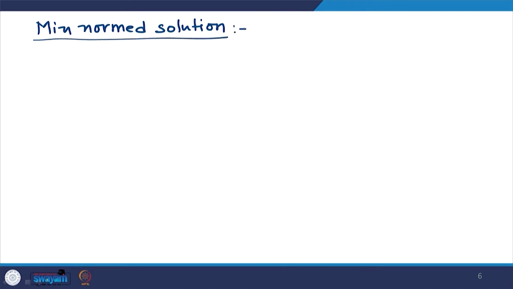So, mathematically how can we pose this problem? We have to find x which minimizes the norm of x subject to Ax equals b, so that it should be a solution of this linear system. This linear system has infinite solutions. So, out of those infinite solutions, I am interested in the solution which has the minimum norm.